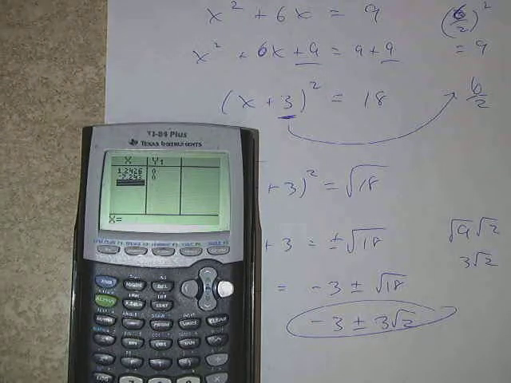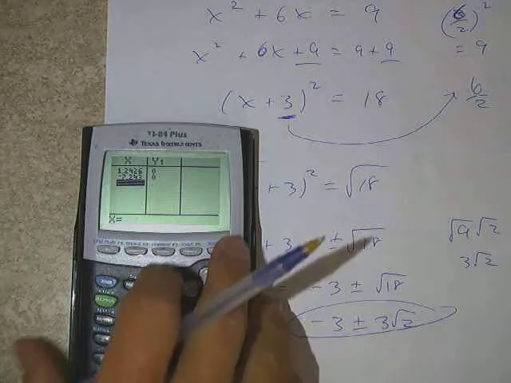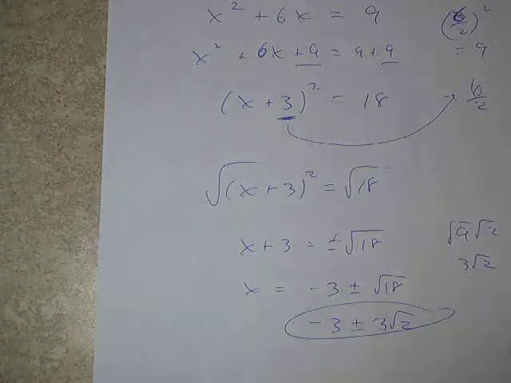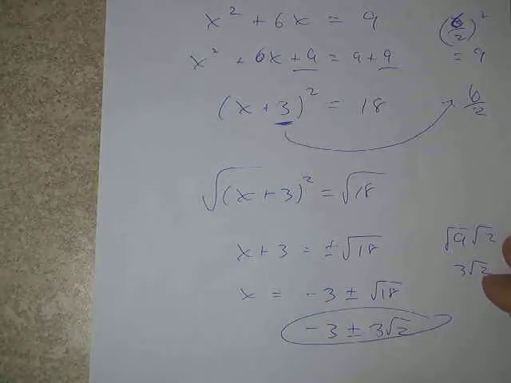If you knew the decimals for these two, could you also use the graphing calculator and do your 0 command and see if the decimals match up as well? Sure.